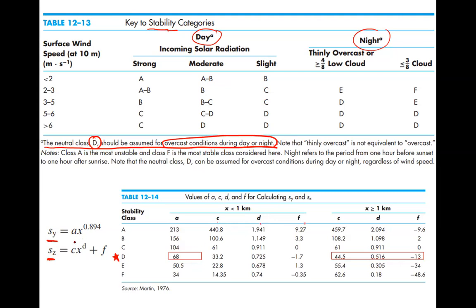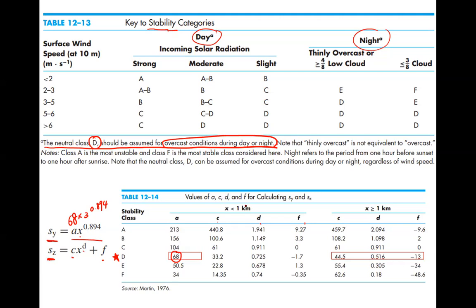So what you can do is use this equation, plugging in this a value, 68. And then x is the distance downwind, that's 3 kilometers, to the power of 0.894. And then you can calculate Sy. And the same for Sz. You have the c, d, and f parameters, right?